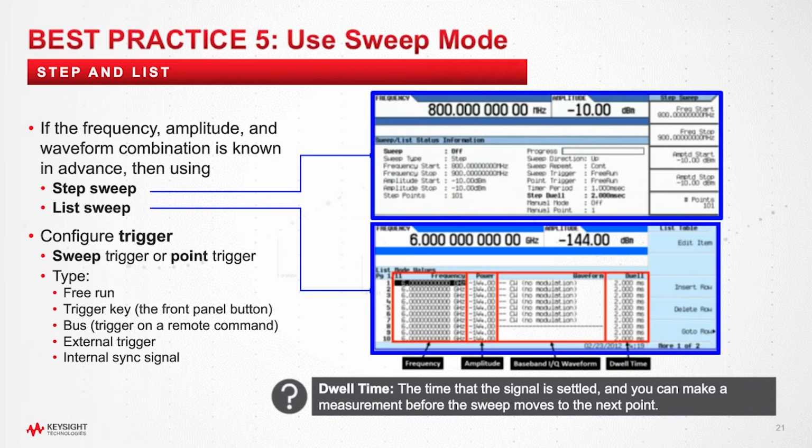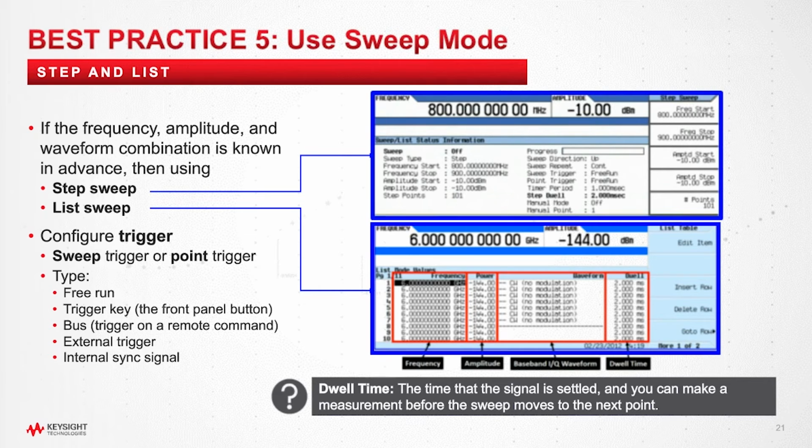This sweep enables you to enter the frequency and amplitude on equal intervals, in a nonlinear ascending, descending, or random order. In addition to amplitude and frequency, you can also switch a baseband IQ waveform at the same time. You need to provide the frequency, amplitude, labels, waveforms, and dwell time at each point.